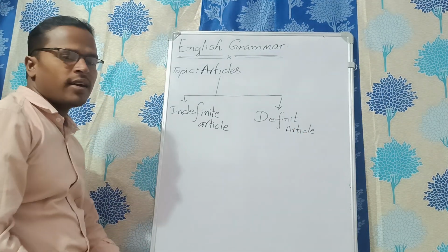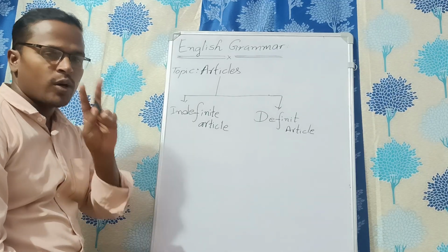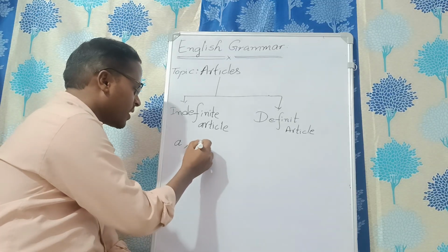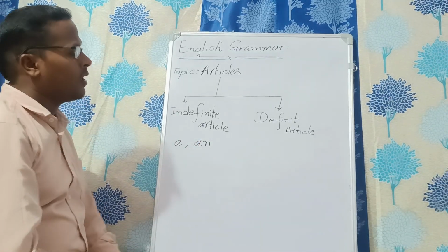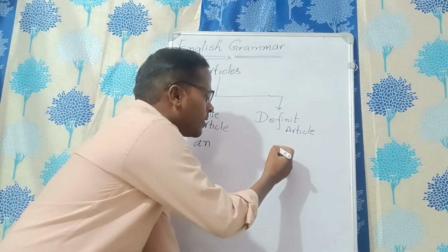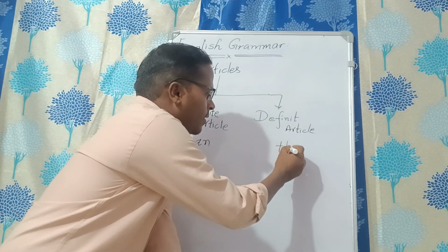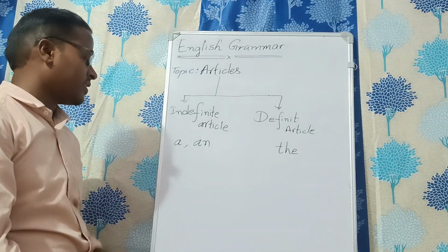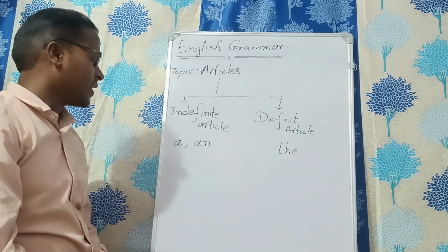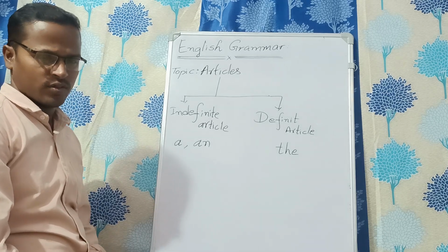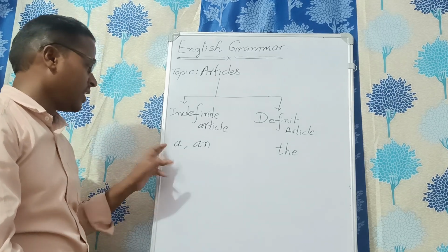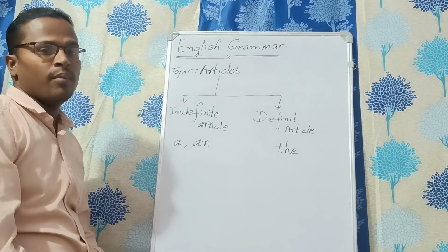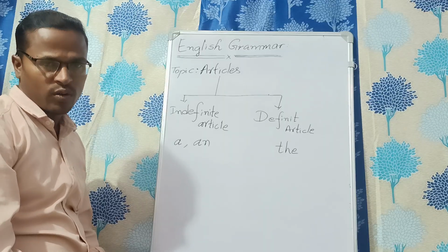Indefinite articles are divided again into two types. The first one is the article "a" and the second one is the article "an". The definite article is "the". Let us discuss where "a", "an" and "the" are used. First, "a" is used before singular common nouns beginning with consonant sounds.